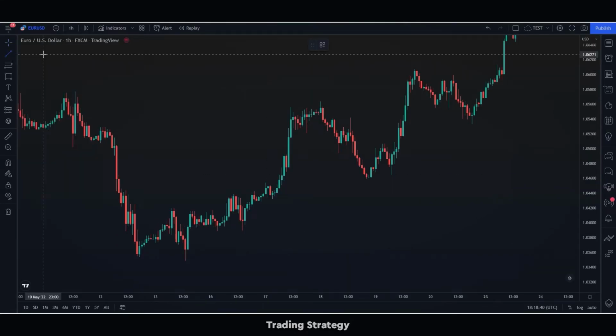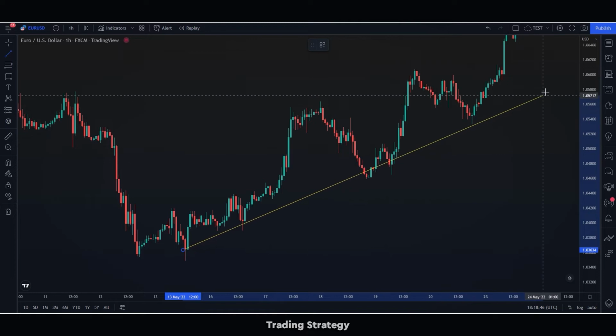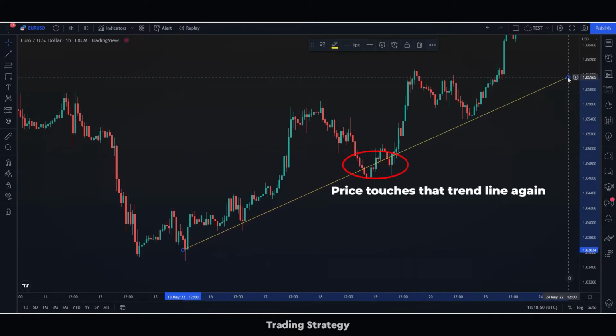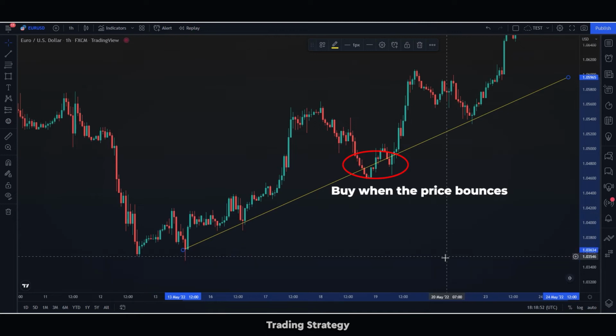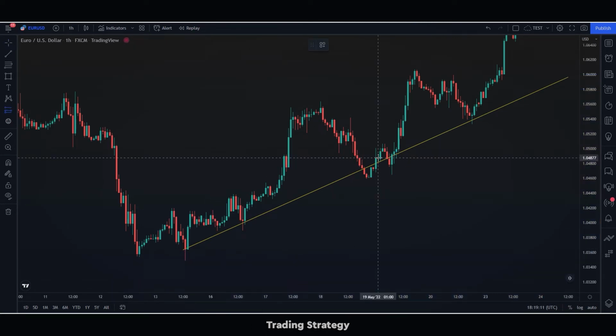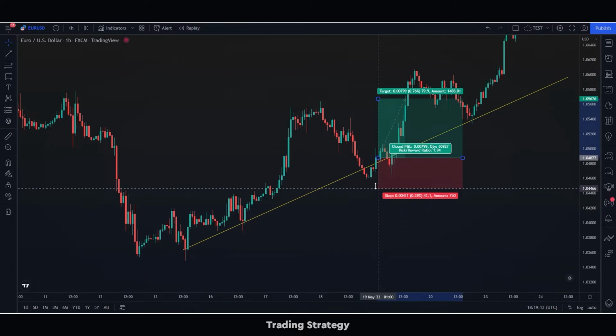We will wait for the price to touch that trend line again. If the price touches it, we will execute a buy trade. We will put our stop loss a little below this line.